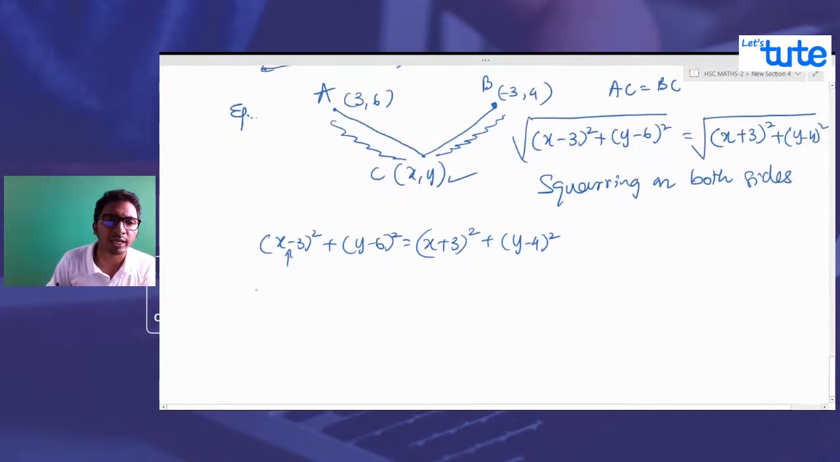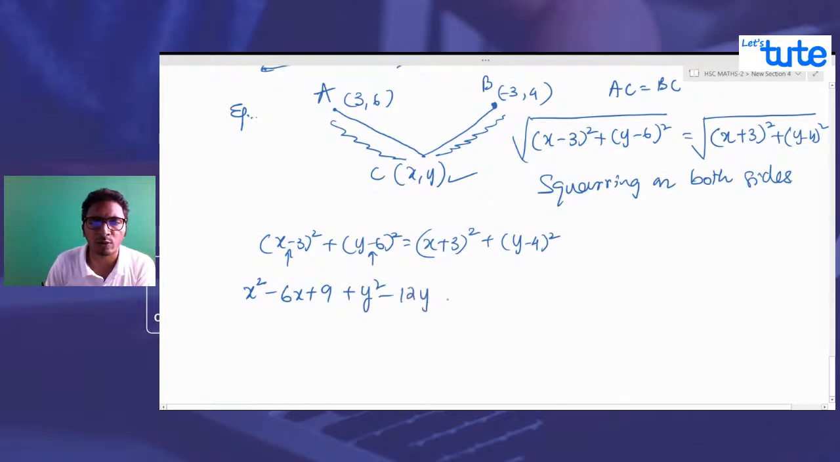So from here we are going to get x squared minus 2 3s are 6x plus 9, correct? And from here also, (a minus b) whole squared, we'll get y squared minus 2 6s are 12y plus 6 squared, it is 36. And on the right hand side, again, x squared plus 2 3s are 6x plus 3 squared is 9. And here y squared minus 2 4s are 8y plus 16. Fine. So these are the things we are getting.